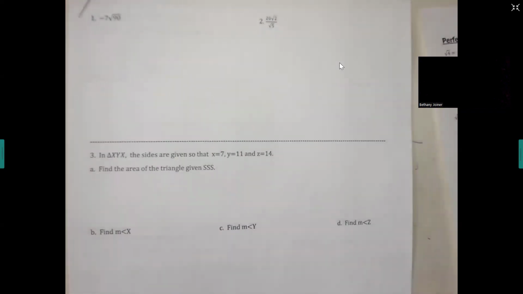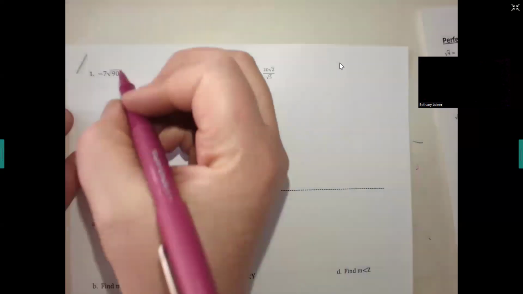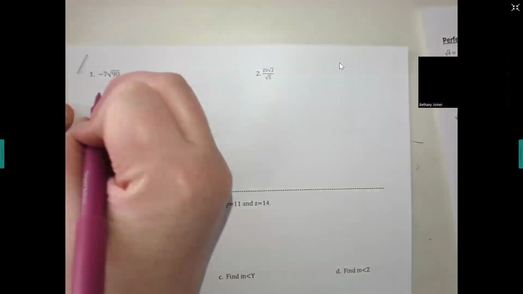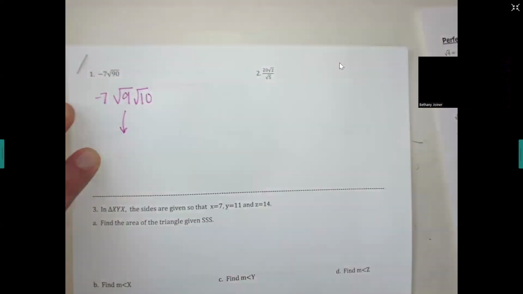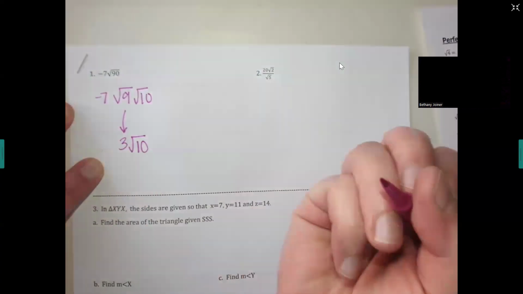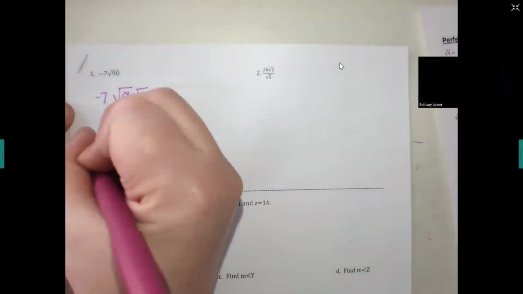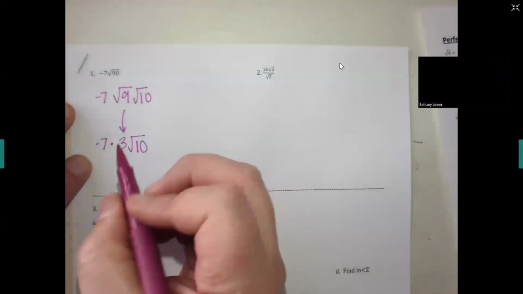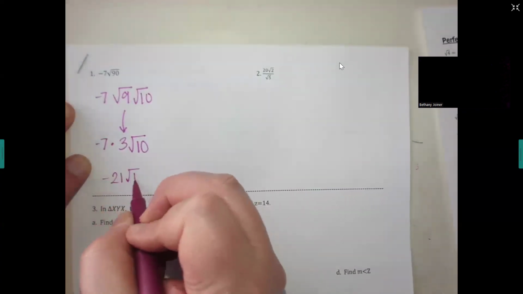And remember that at first, they're both in square roots. But then what is the square root of 9? Because it's perfect. It's on the list. 3. So it'd be 3 root 10. And then you would say, but wait, in the front, I already had a -7. So then I can just times those two front numbers. -7 times 3 is -21.